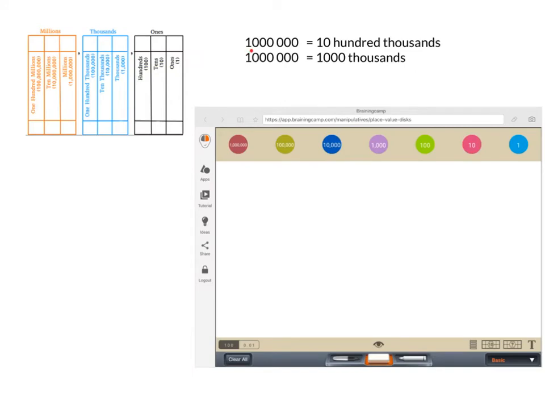This number here is 1 million. We have 1 and we have 3 zeros and 3 zeros after it. If we were to write it in our place value chart over here, we would have 1 in the millions, and we would have nothing in any of the thousands and nothing in the hundreds, tens and ones. 1 million.